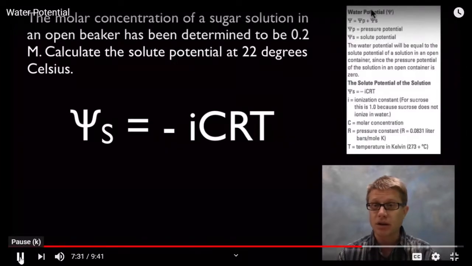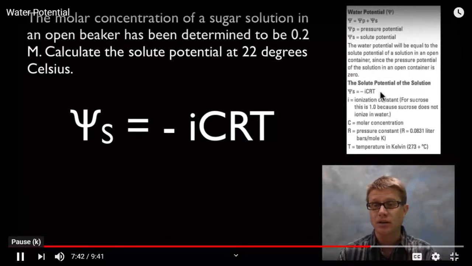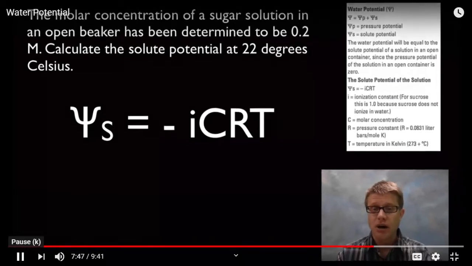So on the AP exam, you're going to get these two things. They're going to give you water potential, which we already went over. That's equal to the pressure potential plus the solute potential. They're going to explain that here. And then this is even the equation for the solute potential, which is negative ICRT. So how do you solve that? Let me show you how I would solve it.